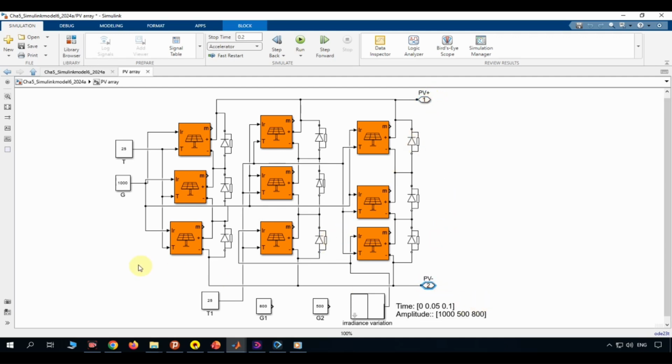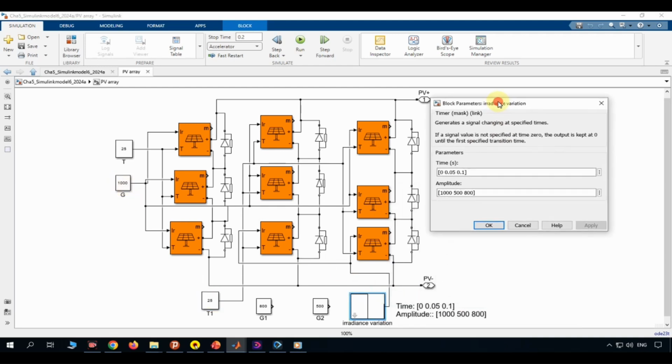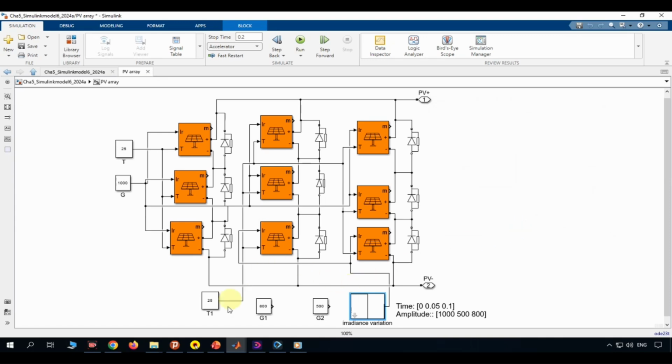Temperature is held constant at 25 degrees Celsius throughout the simulation. Irradiance, however, is varied using a step-based signal, changing from 1000 to 500 to 800 watts per square meter at time instance 0, 0.05, and 0.1 seconds respectively. This setup tests how well the PSO MPPT algorithm can reacquire the maximum power point when the PV array's operating conditions suddenly change.